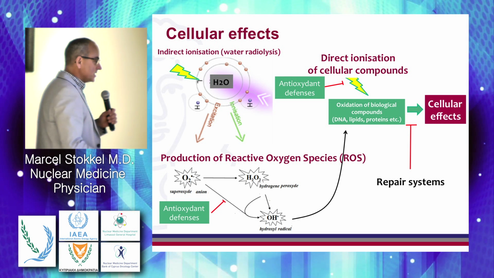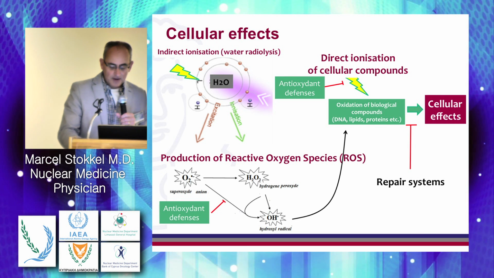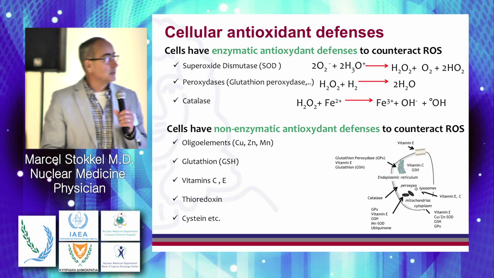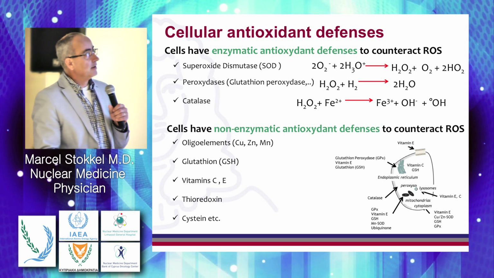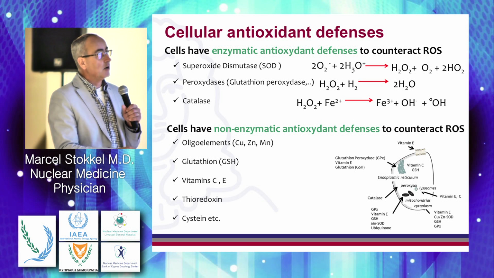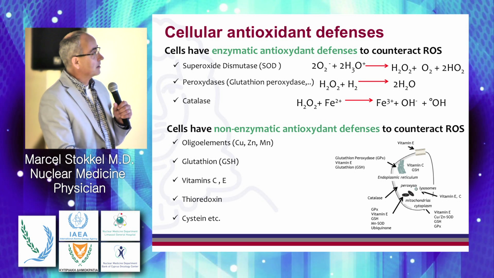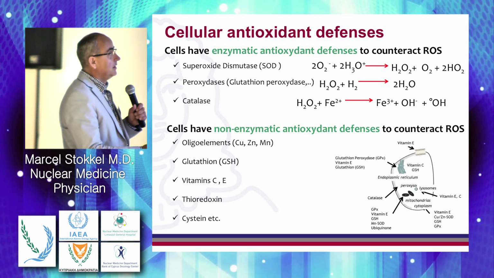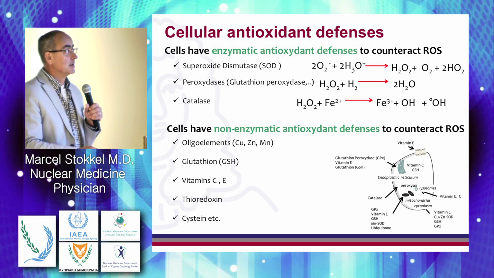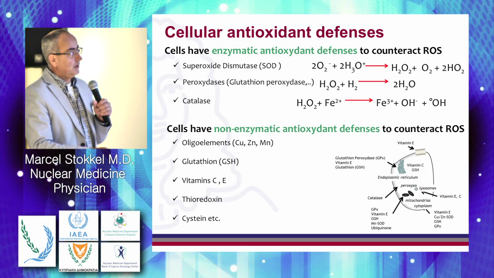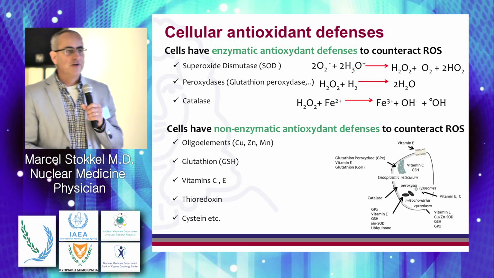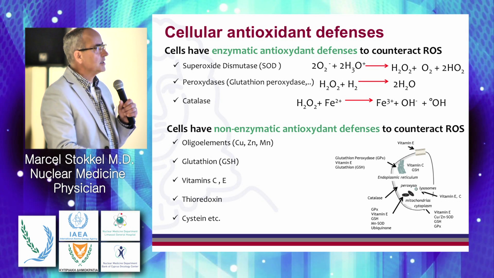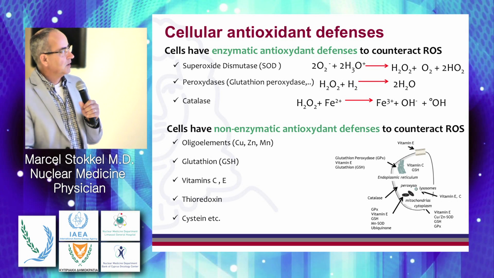Now, what are the repair systems, or what defense mechanisms do we have to overcome the cellular antioxidant effects? Well, cells have an enzymatic antioxidant defense mechanism to counteract the ROS. You see them here, three mentioned on this slide: catalase, peroxidases, and the superoxide dismutase. And the final effect is that all the free radicals will be destroyed, or in fact metabolized to non-toxic agents.